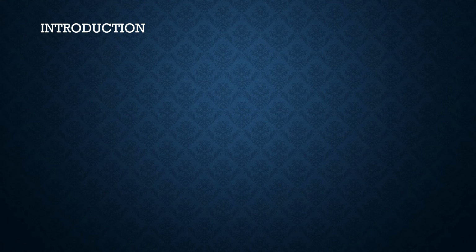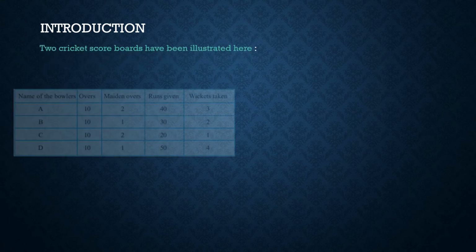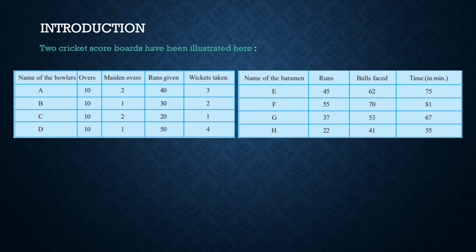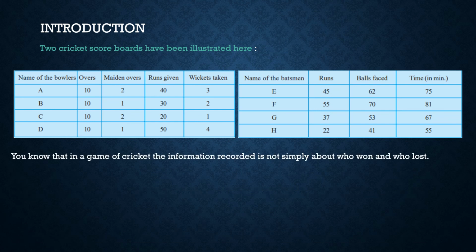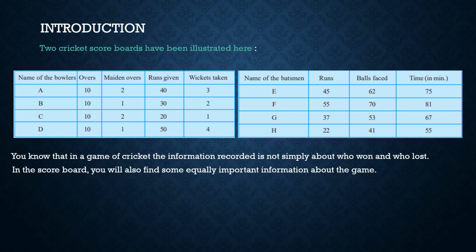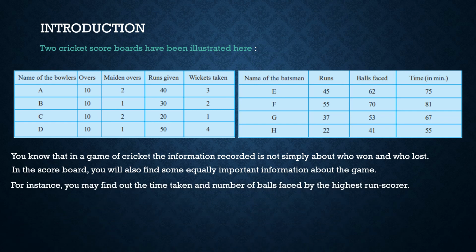Two cricket scoreboards have been illustrated here. You know that in a game of cricket, the information recorded is not simply about who won or who lost. In this scoreboard, you will find some equally important information about the game. For instance, you may find out the time taken and the number of balls faced by the highest run scorer.